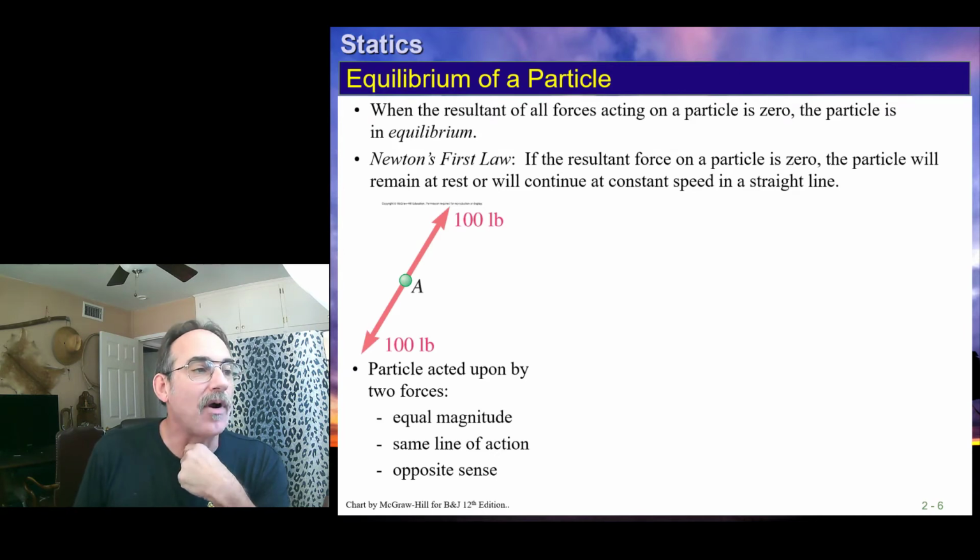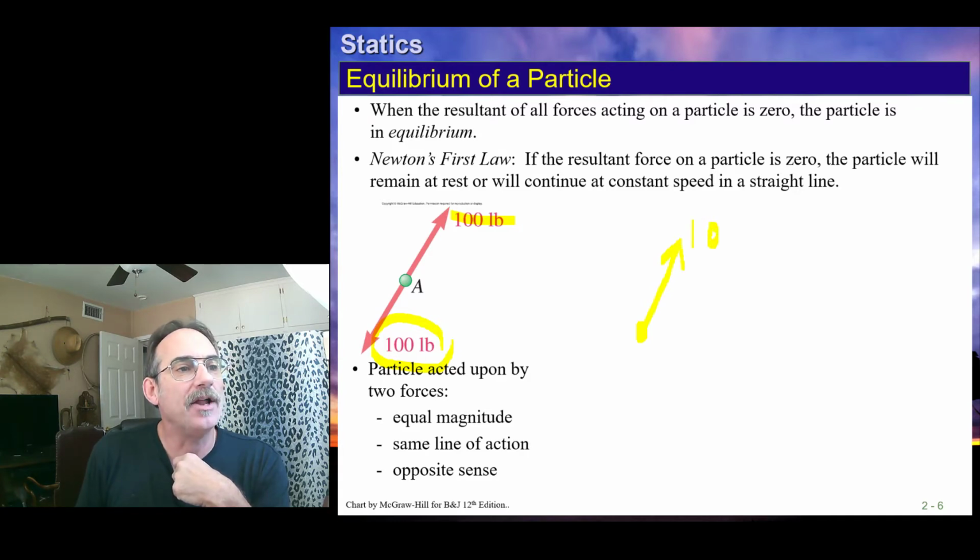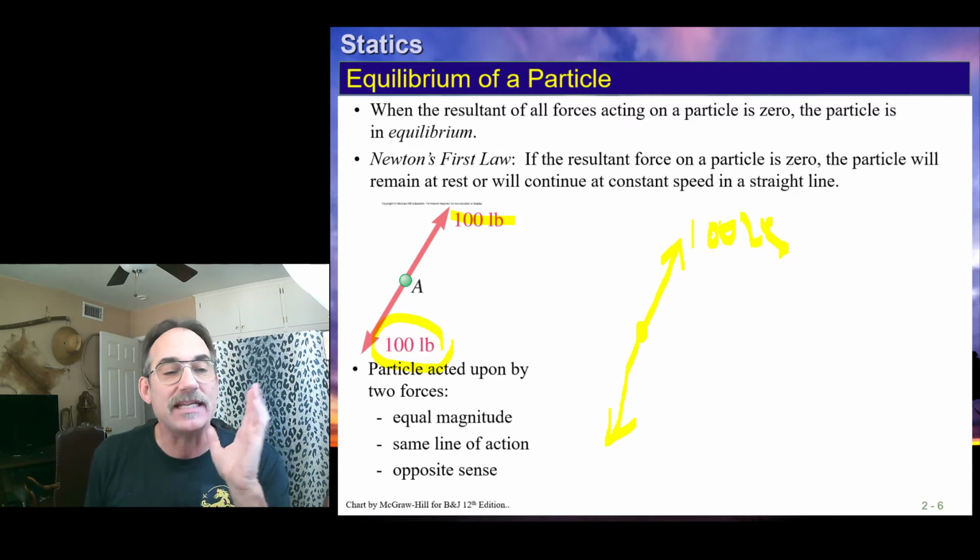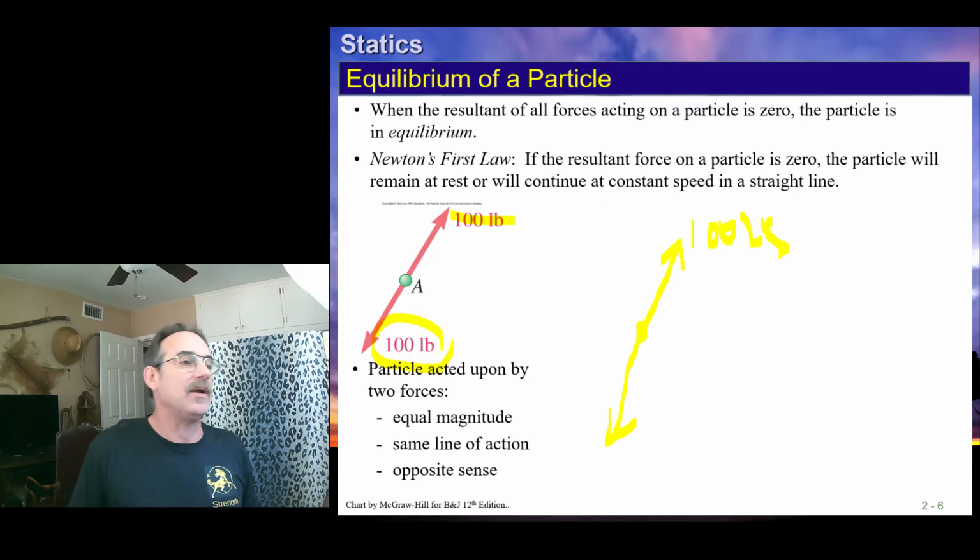Therefore, at particle A, if we have an applied force, let's say that this force up here is applied, then this force here is a reactive. What we do is we draw the point, the particle. We draw our first force, and we would label 100 pounds. That's our applied force. And then we say, okay, we've got some component that's reacting against it. Since they're action-reaction pairs, we can draw this in the opposite direction, and we can see by inspection that when we sum the forces along this line, this reaction is going to be completely equal.